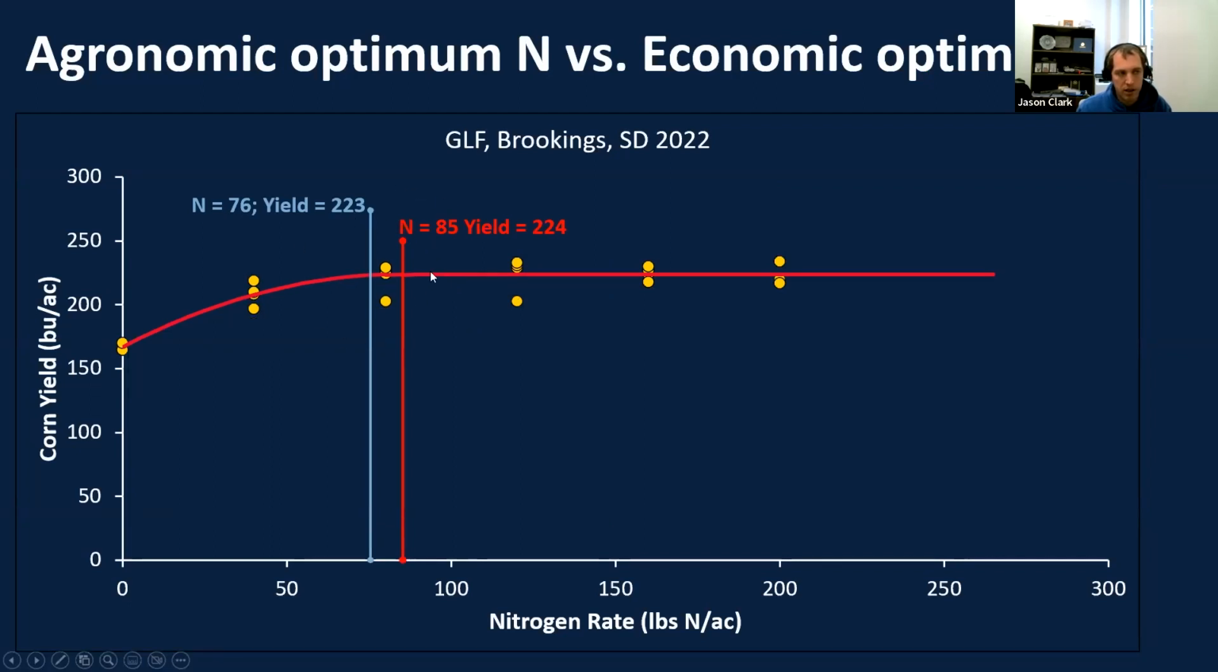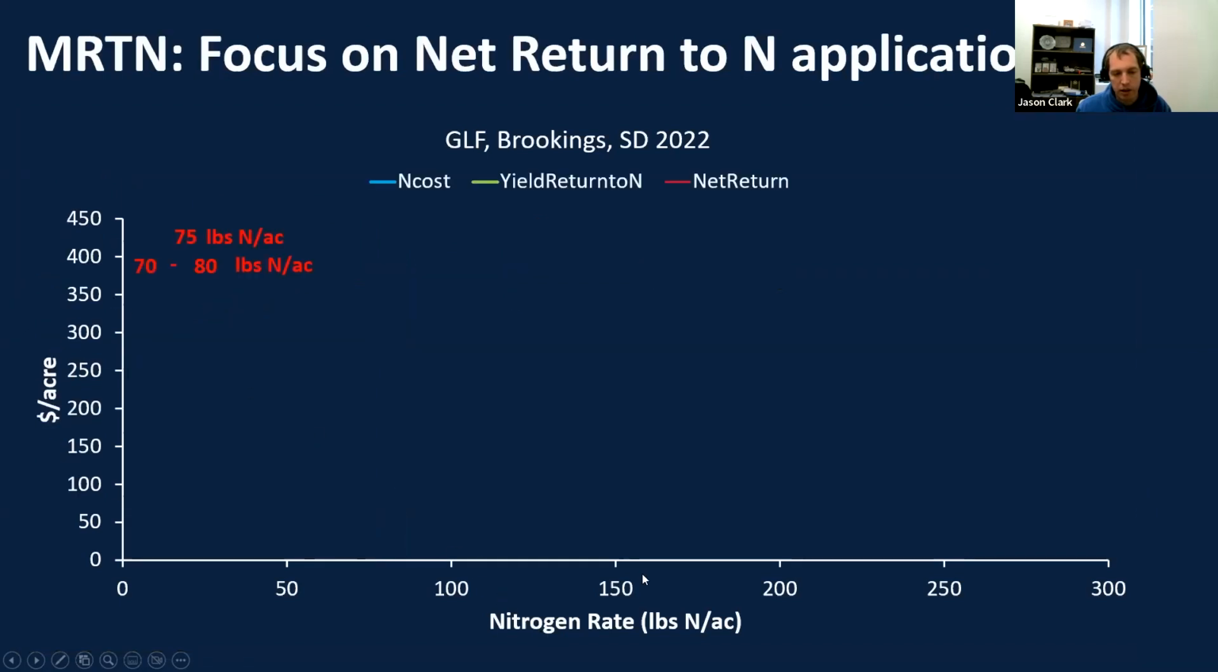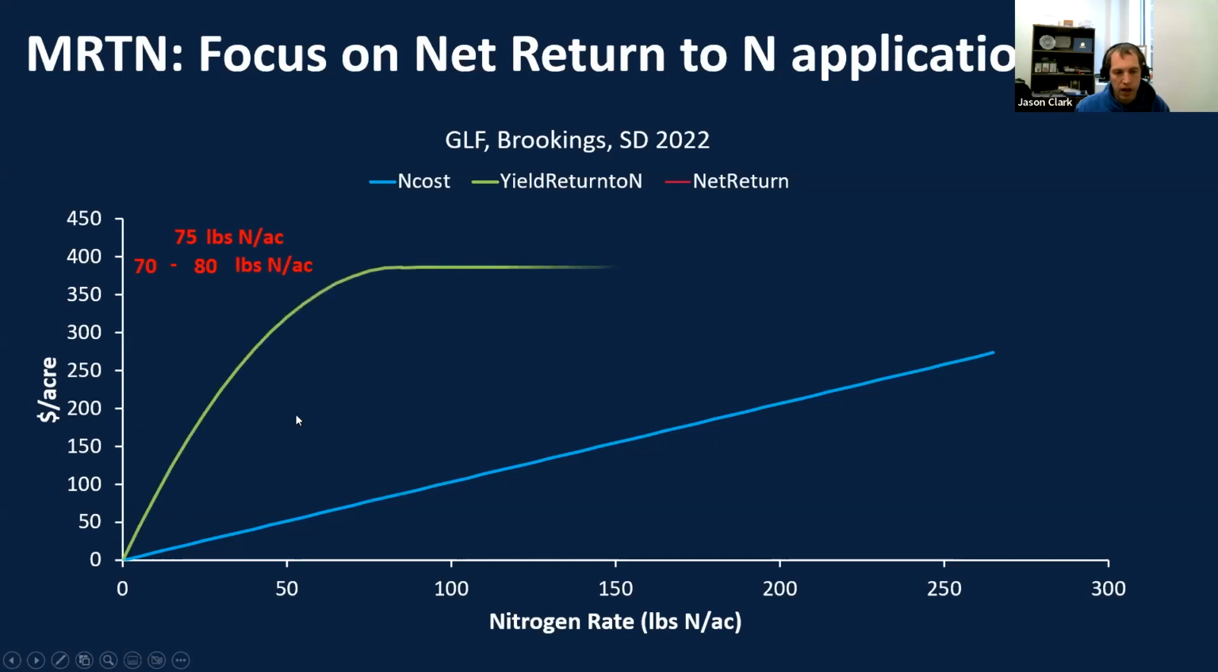But if we look at this site in Brookings, instead of looking at yield versus nitrogen rate, we're going to look at nitrogen rate on the x-axis and switch this over to dollars per acre. So we're looking here at the nitrogen costs, and it's linear. You imagine, put on another pound of N, it increases cost the same amount. Now the green line will be yield return to N. That's going to be our profit from the corn yield, and it goes up. And at some point it's going to plateau because we're no longer increasing in yield from adding more nitrogen fertilizer.